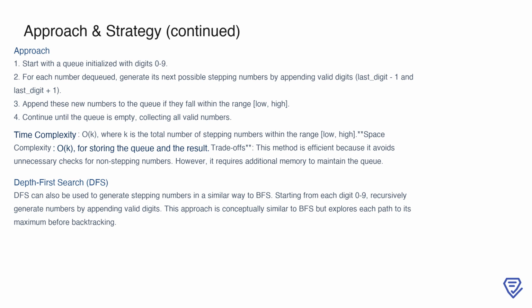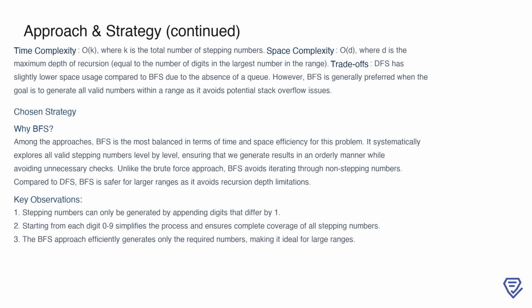An alternative to BFS is depth-first search, or DFS, which uses recursion to generate stepping numbers. Like BFS, it starts from each digit and recursively appends valid digits to form new numbers, exploring each path fully before backtracking. In terms of performance, DFS has a similar time complexity of O(k), where k is the total number of stepping numbers, but its space complexity is O(d), where d is the maximum depth of recursion. This depth corresponds to the number of digits in the largest number within the range.